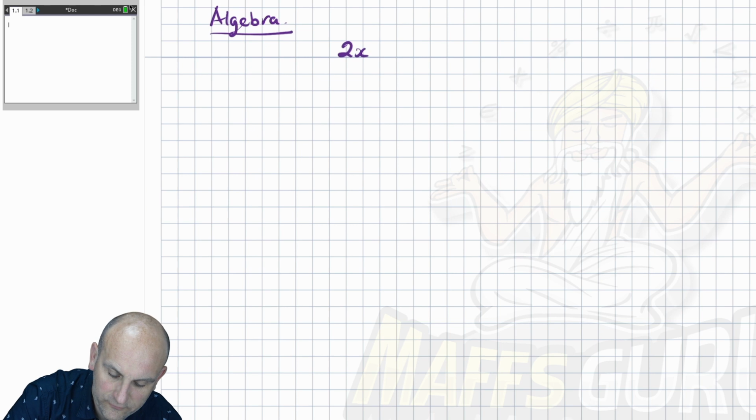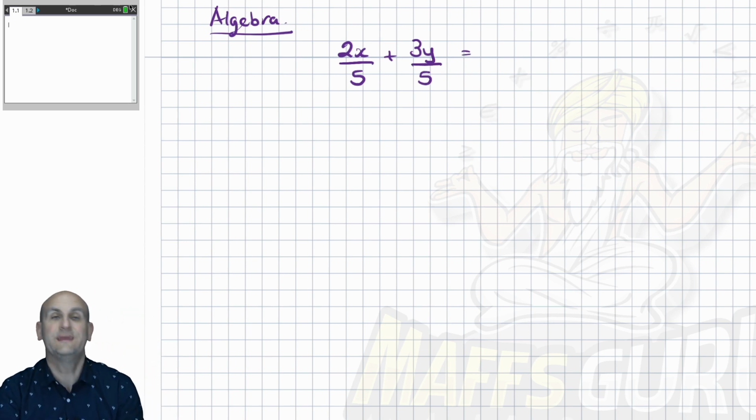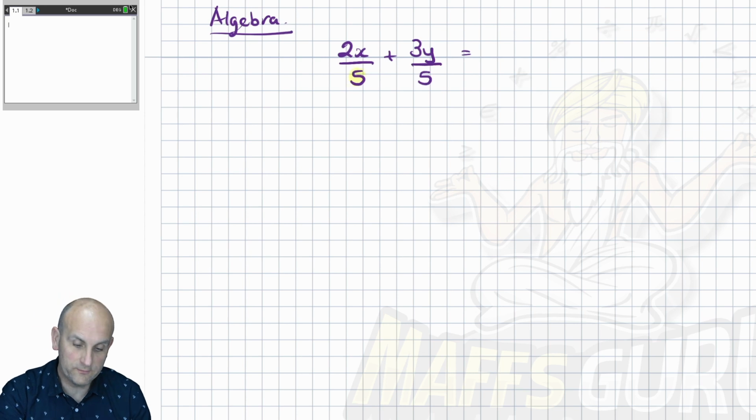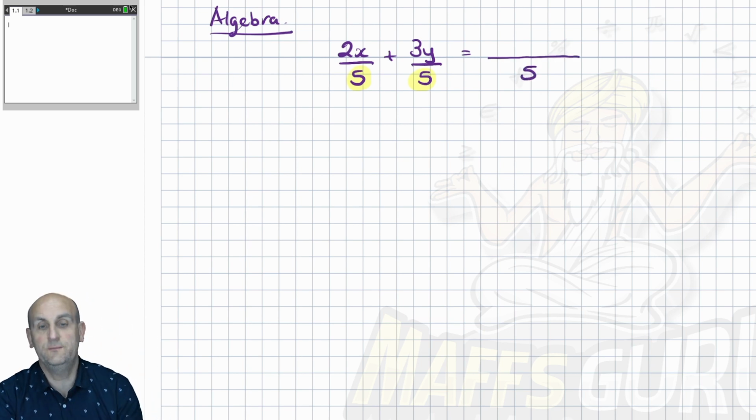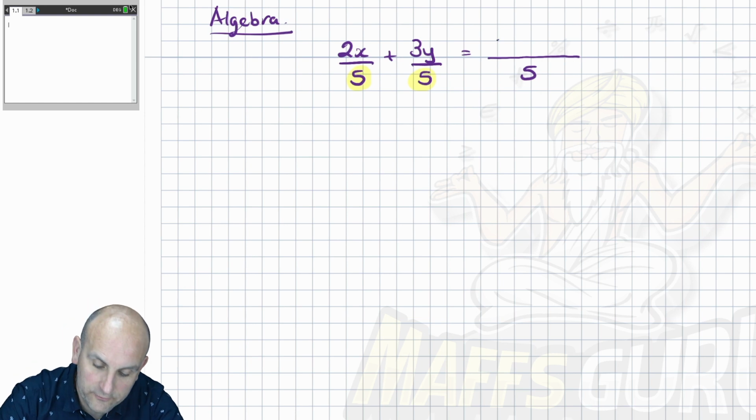What would happen if I have 2x on 5 plus 3y on 5? Can I add these together? Absolutely, because the foundation work we've taught you shows you that we can add fractions when the bottom of the fraction is the same, and they are the same. So if you remember, I write a long line with the 5 on it because they are the same, and what do I do to the top?